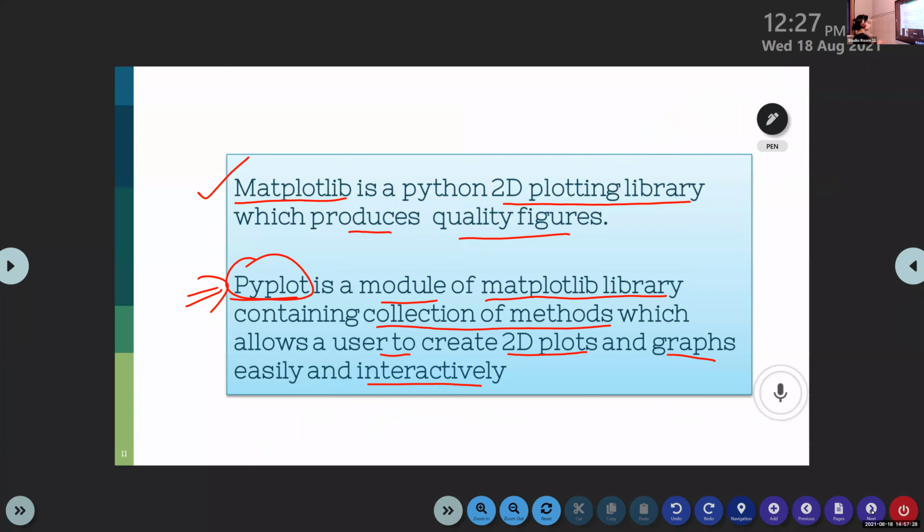This is the main definition for that. Matplotlib is a Python 2D plotting library which produces quality figures. And pyplot is a module of the matplotlib library containing a collection of methods which allows a user to create 2D plots or graphs easily and interactively.